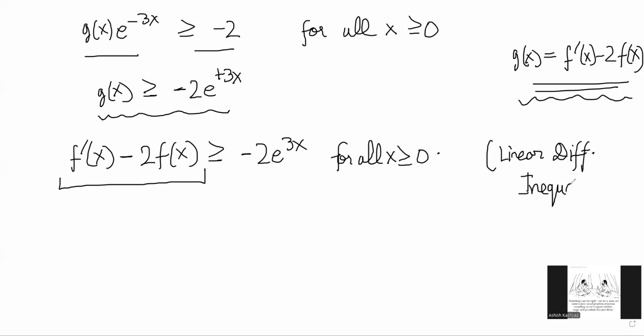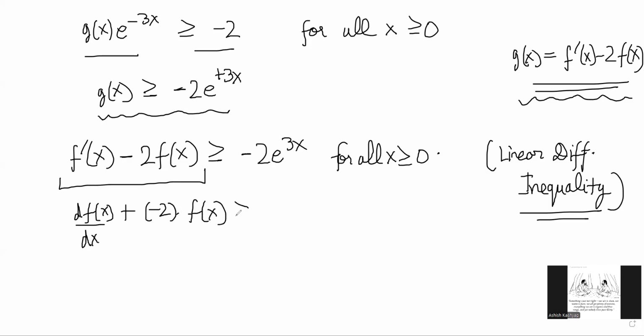Okay. Now notice that this expression is again a linear differential inequation, an inequality, right? And I will use the same method that I used before. I will multiply by the integrating factor. So here you should realize that this is d f of x by dx plus minus 2 times f of x greater than some q of x, right? So the integrating factor is simply e power integral of minus 2 dx. So e power minus 2x, right?